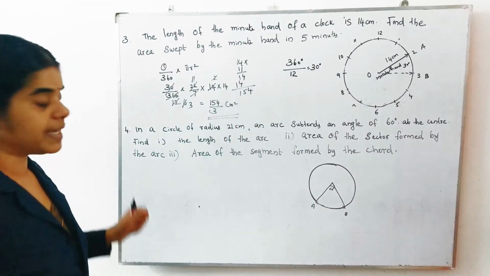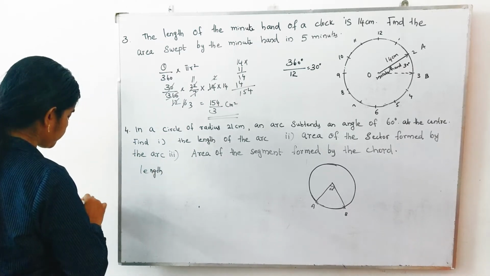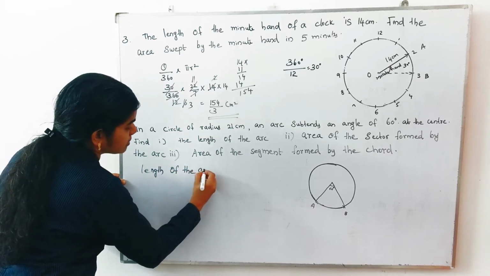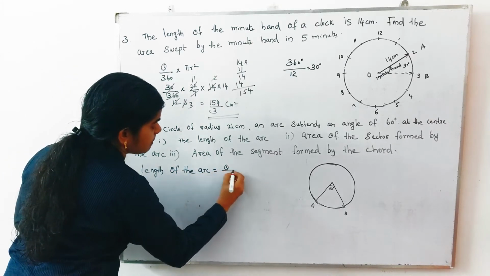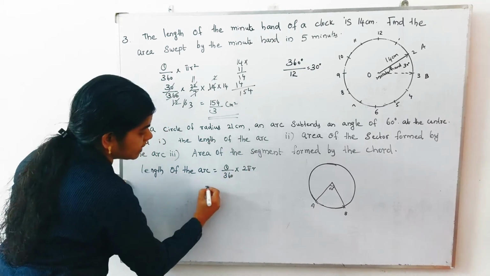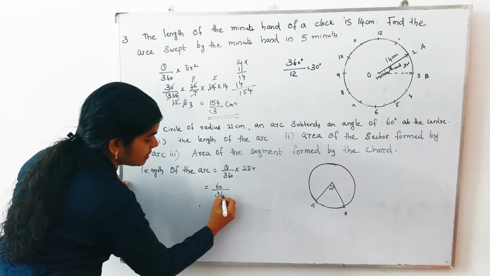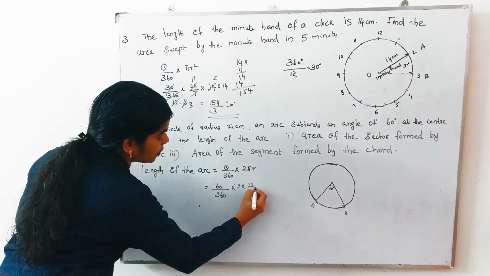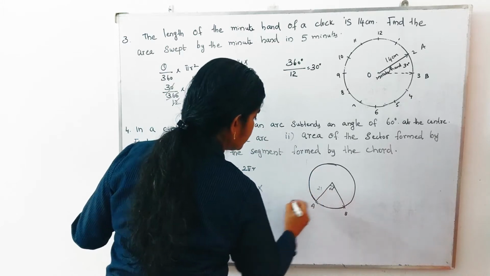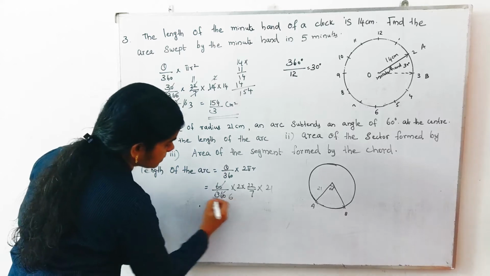What is the formula for finding the length of the arc? Length of the arc is equal to theta by 360 into 2 pi r. Then theta means how much here? 60 degree. 60 divided by 360 into 2 into 22 by 7 into radius, also given 21. This will be 21. Then cut. Thus you will get 6.